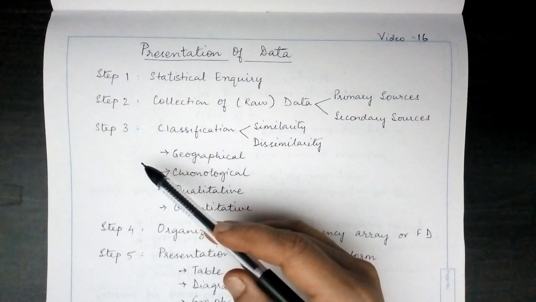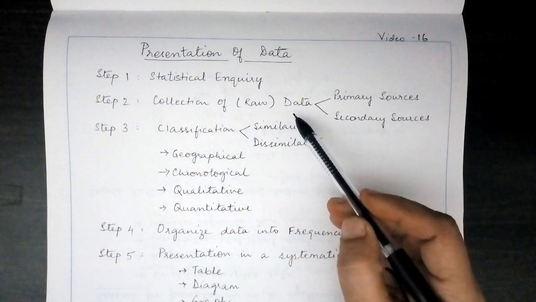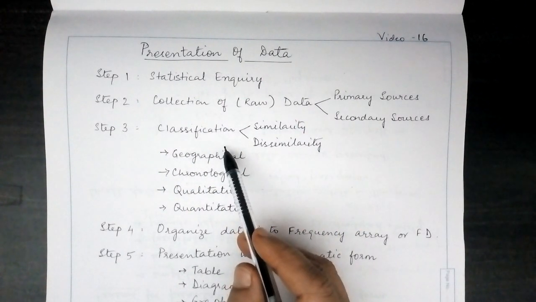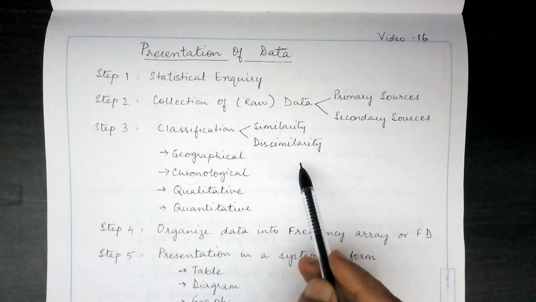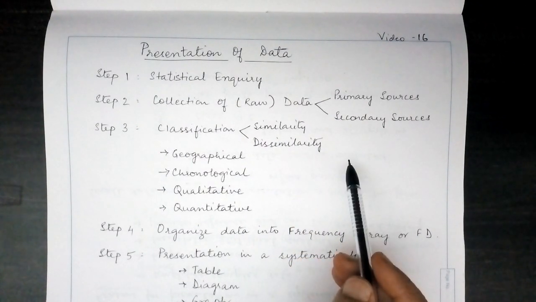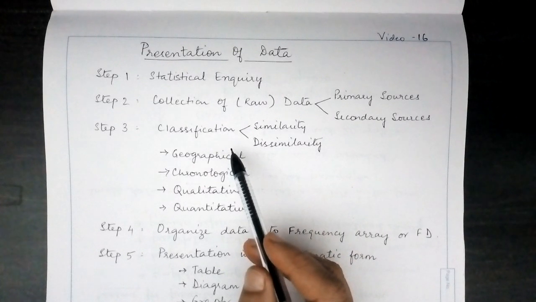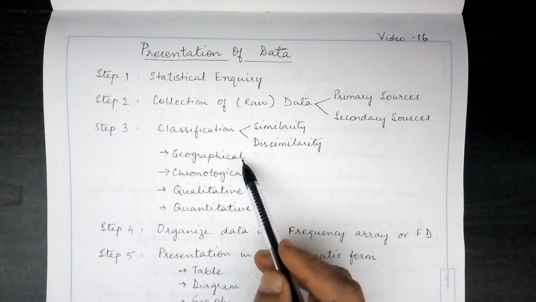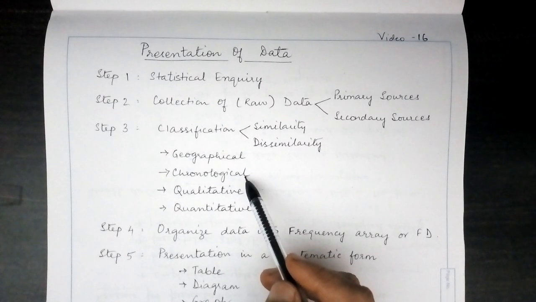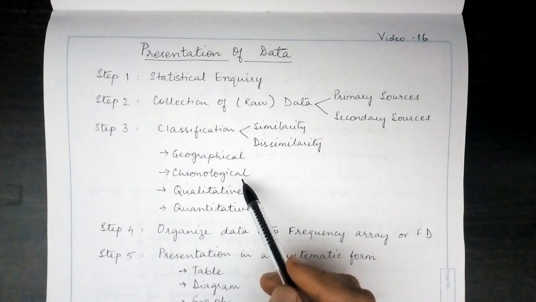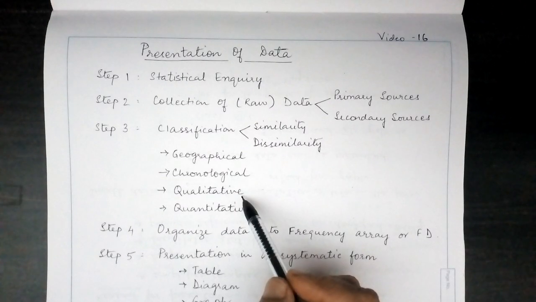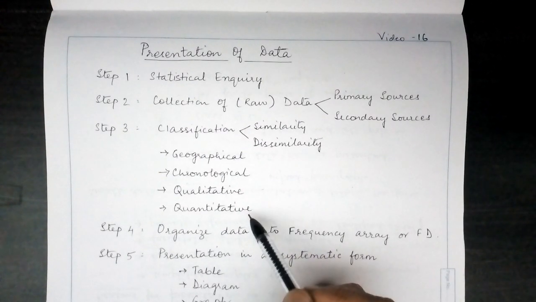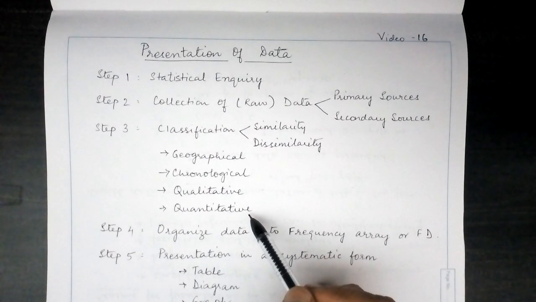Step 3 is classification of the data. It is based on similarities and dissimilarities of the data so collected. They can be classified according to the place on the earth, that is geographical classification, based on time called chronological classification, based on attributes called qualitative classification, and based on numerical facts called the quantitative classification.